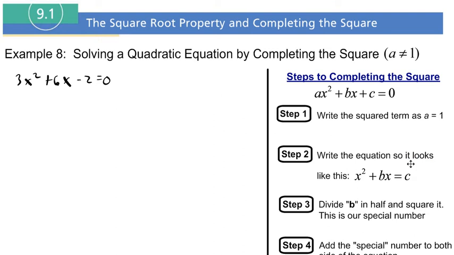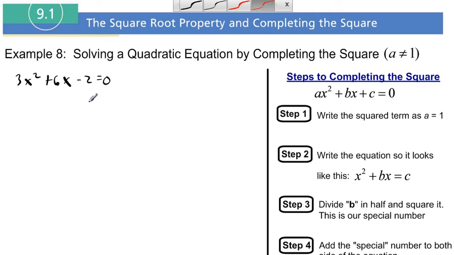Okay, so we finally built up now to do an example of what happens when a is not equal to 1. That's why we're going to be solving this quadratic equation by completing the square when a is not equal to 1. So that means we will need to implement step number 1. Finally, we always skip it. This time we're going to have to do something with it now.